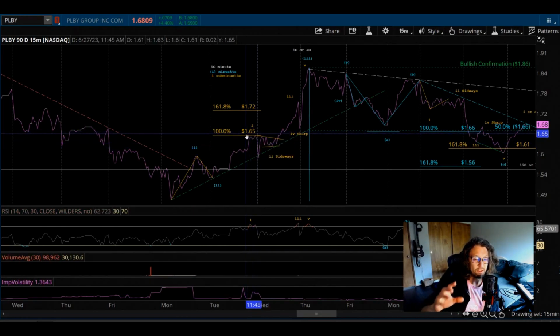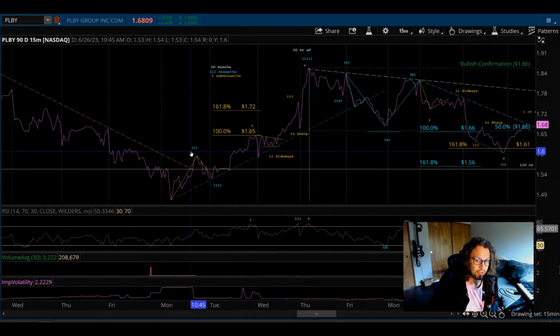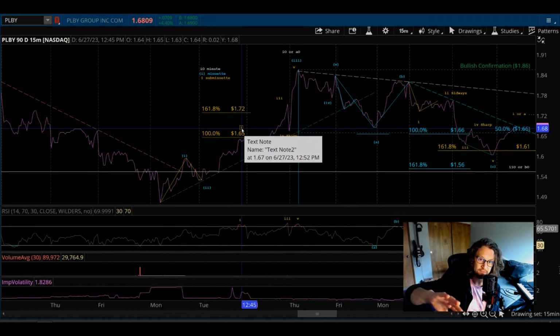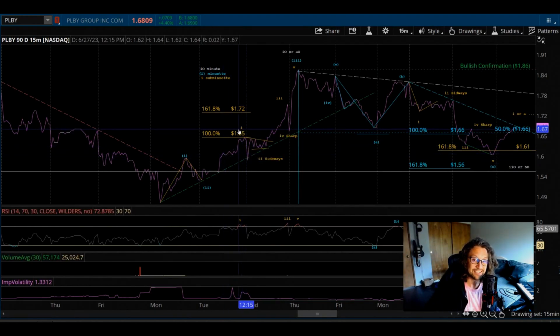Now remember, I said that wave 3 typically extends, and you can see in blue at the minuette level that we've had waves 1 and 2. Rather than call this wave 3 at the minuette level, I'm going to use the sub-minuette waves to build out an extension of the third wave. And so I count 1 instead of 3.